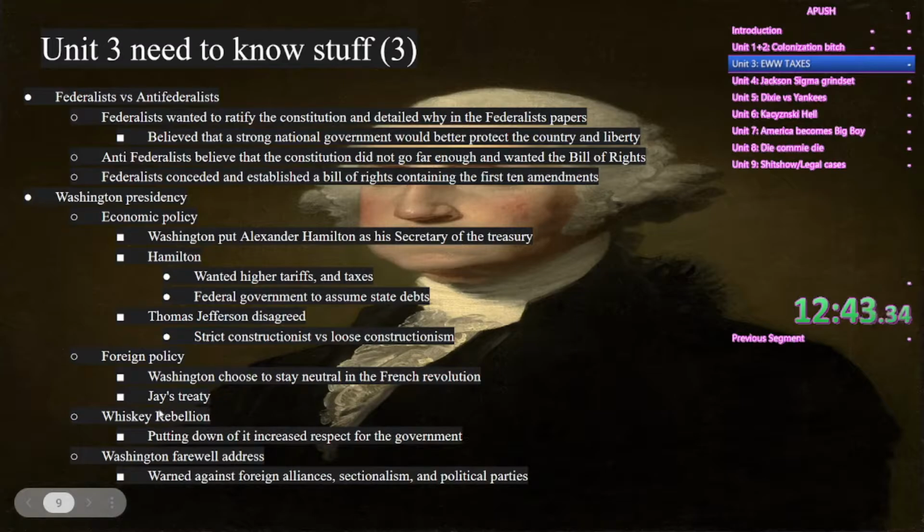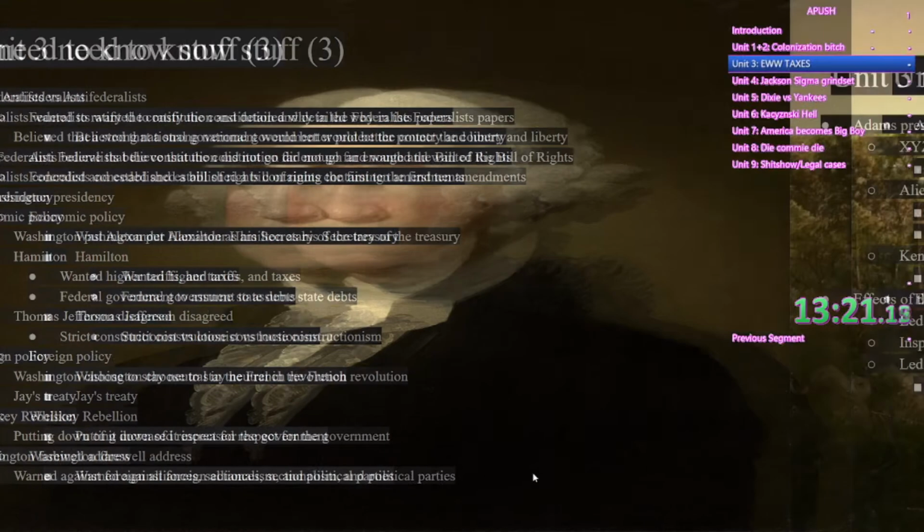Washington also sent John Jay to make Jay's Treaty with Britain. It was kind of controversial. Washington's decision to stay neutral in the French Revolution would set a precedent for American isolationism for at least the next century or so. The Whiskey Rebellion, Washington putting it down increased respect for the federal government. And remember Washington's Farewell Address. He warned against foreign alliances and foreign entanglements, sectionalism, and loyalty to political parties over the country.